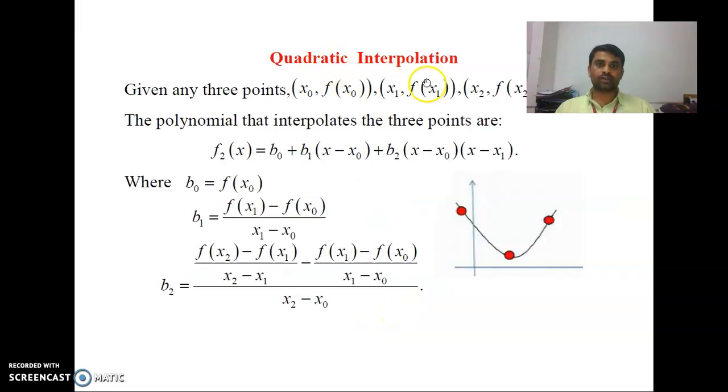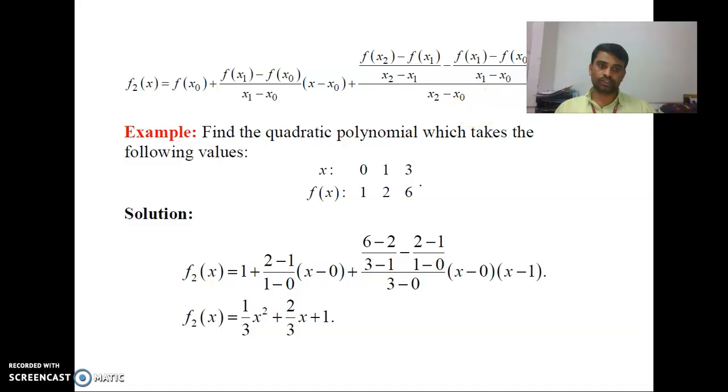And here we discuss the quadratic interpolation. Suppose that three data points are given, x0, f(x0), x1, f(x1), x2, f(x2), and we have to fit the polynomial of degree 2. So we consider f2(x) as a polynomial. Then we fit this polynomial to these data points. So this polynomial satisfies these points. So we put x equals x0, and we get the value of b0. When we put x equals x1, we get the value of b1. When we put x equals x2, we get the value of b2. And substituting the values of b0, b1, b2 in this polynomial, we get our required quadratic interpolation polynomial.